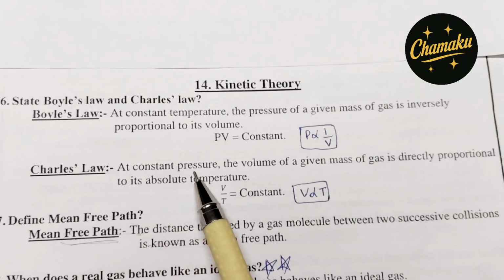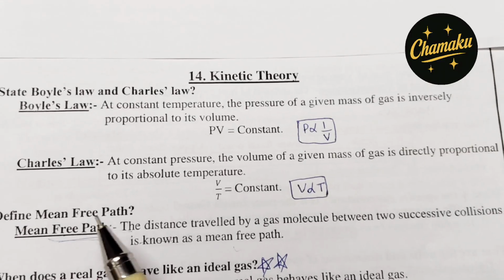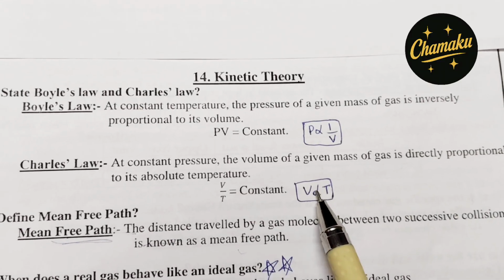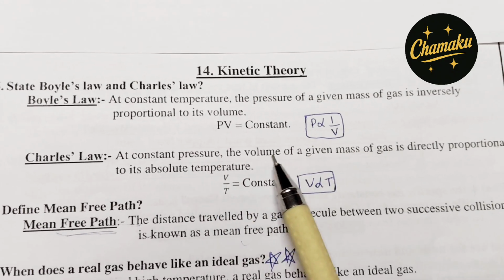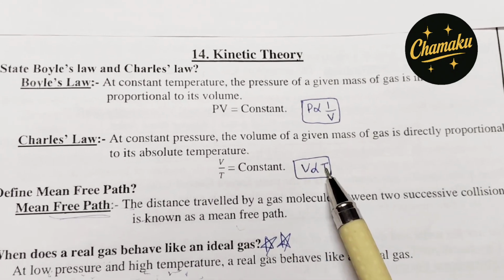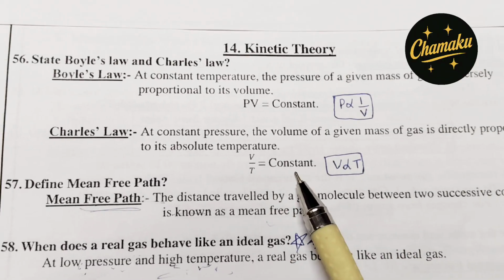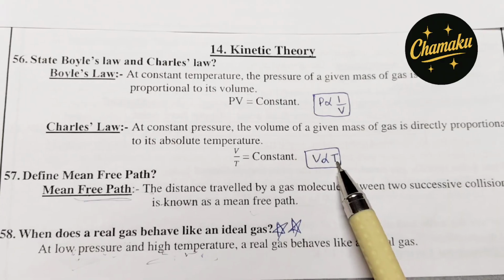Charles' law: at constant pressure, the volume of a given mass of a gas is directly proportional to its absolute temperature. Here in the formula we don't have pressure, so at constant pressure the volume of a given mass of a gas is directly proportional to its absolute temperature. So V by T is constant.